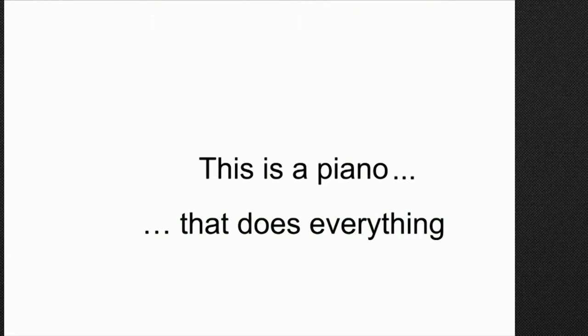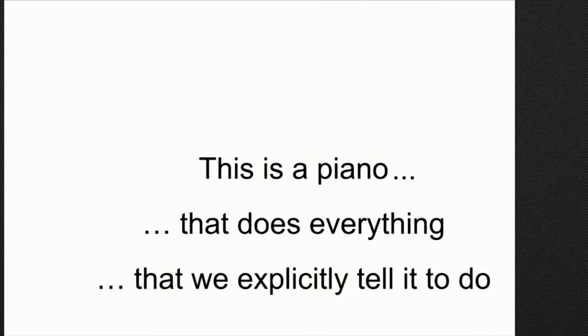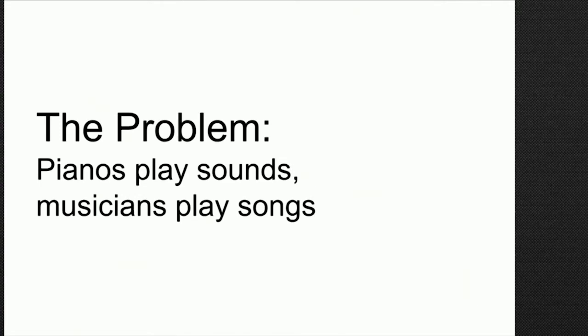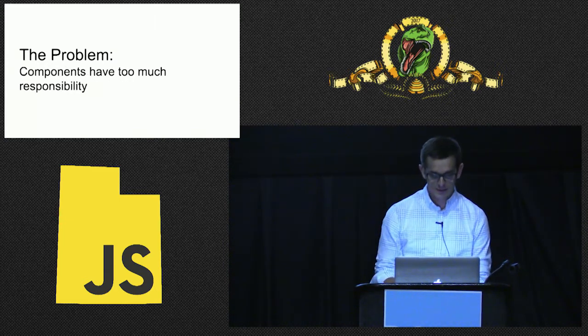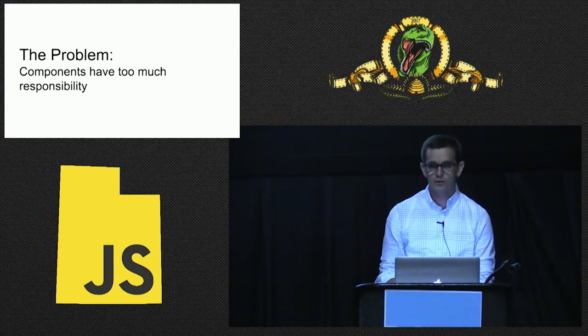And you think about this in the terms of component development. It can do everything that we explicitly tell it to do. If we want it to do something else, we add another option, and it gets ugly. And it gets uglier and uglier, and eventually you've got 45 lines of code just to define your piano, and it still doesn't play the song you want it to play. So what's the problem? The problem is that pianos play sounds and musicians play songs. Or in other words, the components have too much responsibility.